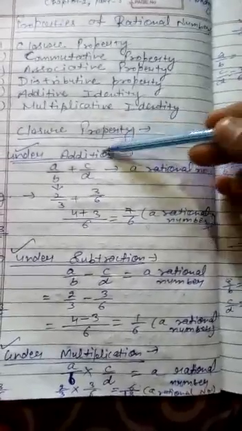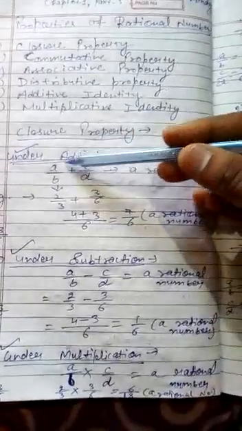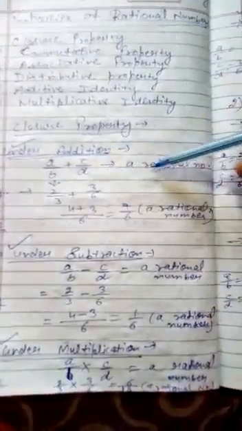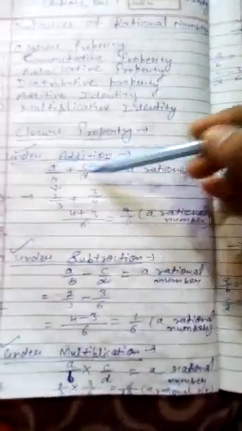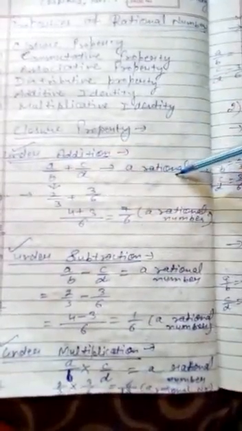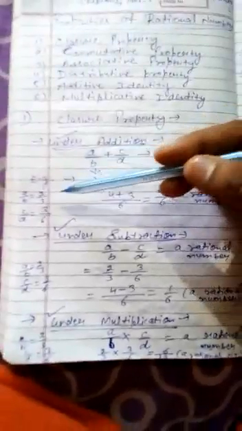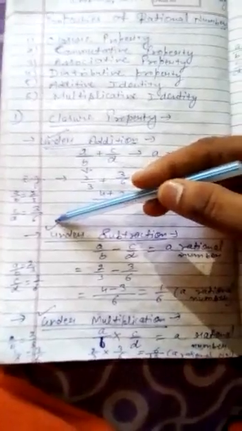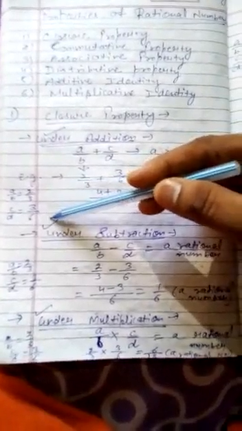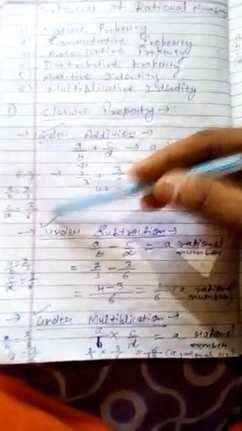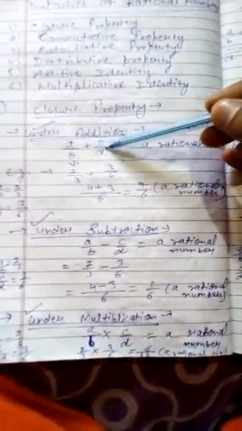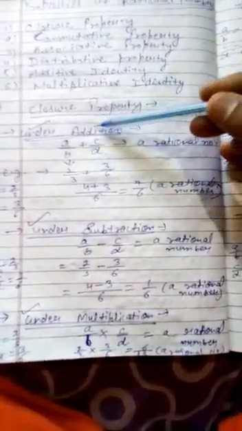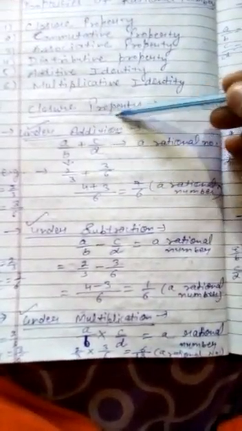Now closure property under addition. Here we have taken two rational numbers, a upon b plus c upon d. We have to prove after solving these two rational numbers we get a rational number. Here I will take the example a upon b 2 upon 3, c upon d 3 upon 6. You can take any other rational number also, but I have taken these two rational numbers here. Now if you will put in these two, then after solving you will get a rational number. So we can say closure property holds under addition.